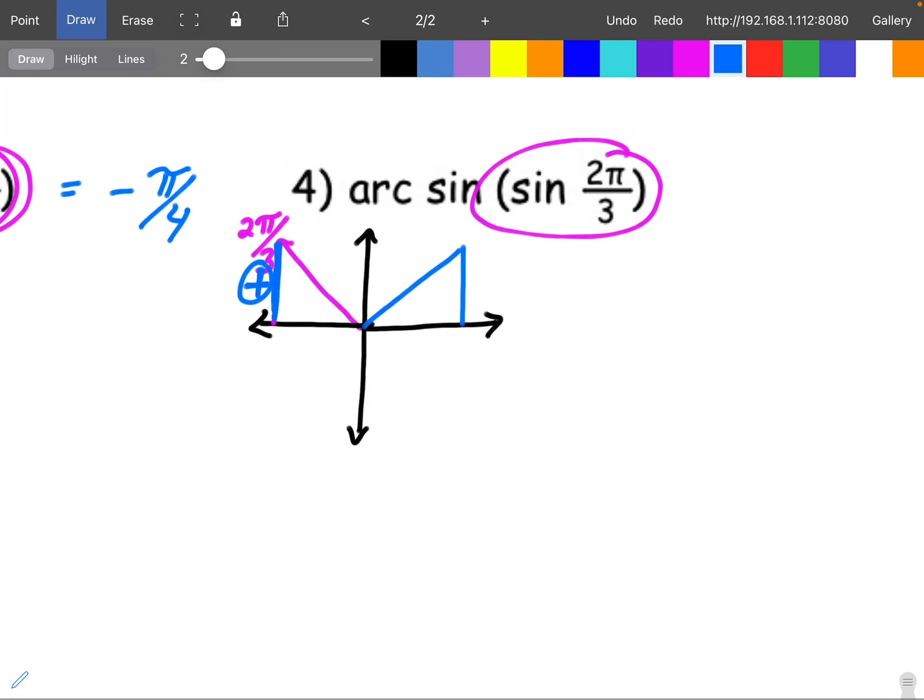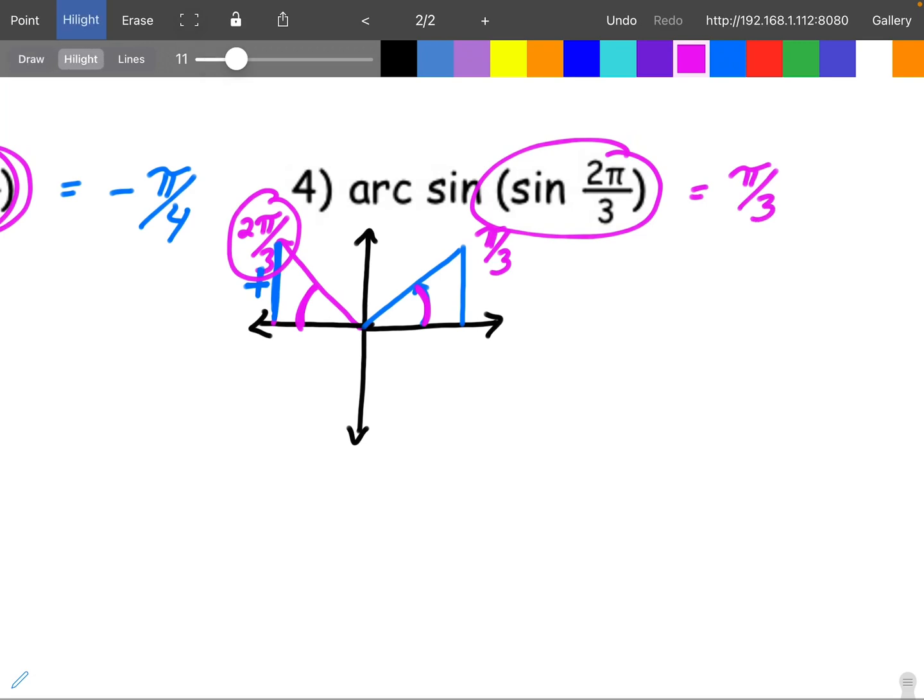So we know whatever this is going to be the same thing. So then we want to figure out what this angle right here is. Well, if this is 2 pi over 3, remember, that is pi over 3 away from my horizontal, which means this has to be pi over 3 away from my horizontal. So this has to be pi over 3. And that's my answer. So that one takes a little bit more thought.